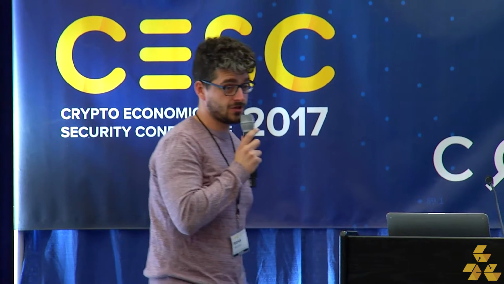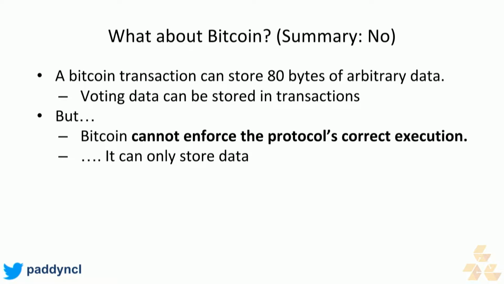Normally I'd go into Bitcoin and provide some background information, but I don't really need to do that with this audience. My summary is that Bitcoin is not really good for the purpose that we want. Because one, a transaction can only store 80 bytes of arbitrary data, which is quite small. And two, Bitcoin cannot enforce the correct execution of our voting protocol. It can only store data. And I'm going to argue that we can do a little bit better than that.